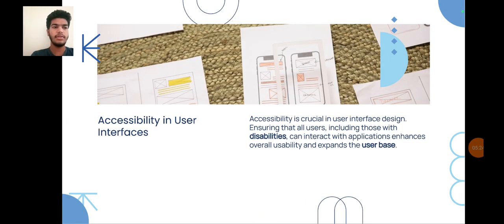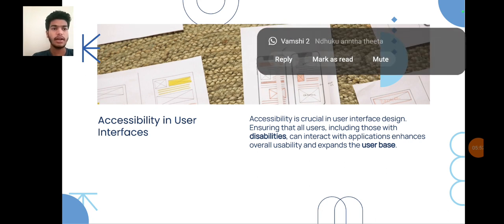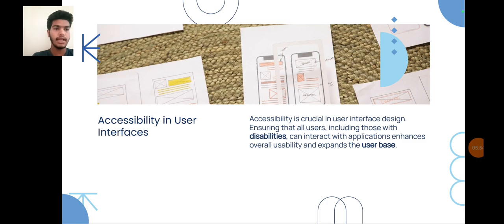Accessibility in user interfaces. Accessibility is crucial in user interface design, ensuring that all users, including those with disabilities, can interact with applications. This enhances overall usability and expands the user base.